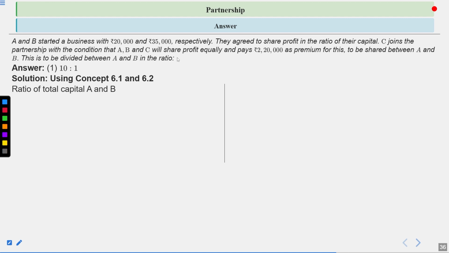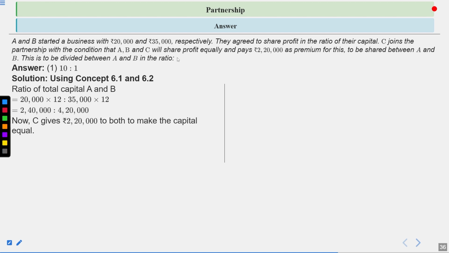Ratio of the total capital of A and B becomes 20,000 into 12 ratio 35,000 into 12. So we get 2,40,000 ratio 4,20,000. Now C gives 2,20,000 to both to make the capital equal. It means the capital of A equals the capital of B. So 2,40,000 ratio 4,20,000 plus 20,000 plus 2 lakh ratio 2 lakh. So what do we get? We get 4,40,000 ratio 4,40,000.